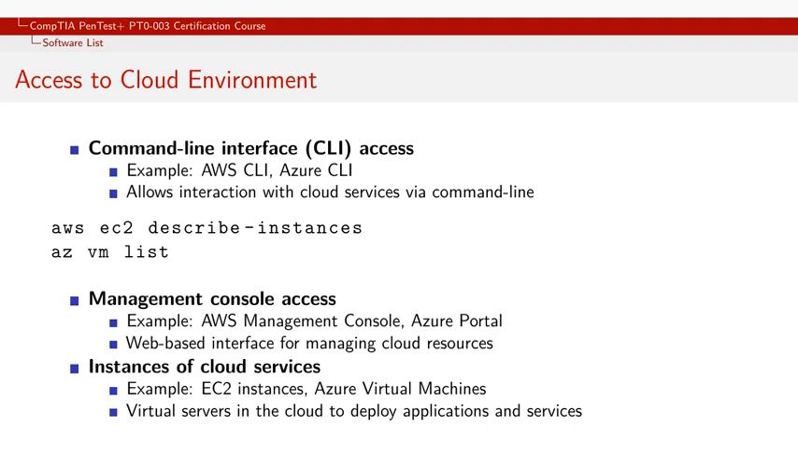On the other hand, management consoles like the AWS Management Console and the Azure Portal provide a user-friendly, web-based interface for handling cloud resources. These consoles allow for comprehensive management of the cloud environment, from deploying to configuring and monitoring various services. Furthermore, having instances of cloud services such as EC2 instances in AWS or Azure virtual machines is a fundamental aspect. These virtual servers in the cloud are vital for deploying applications and services needed for thorough and effective penetration testing. By leveraging these tools, professionals can replicate real-world scenarios, ensuring a rigorous assessment of security practices.